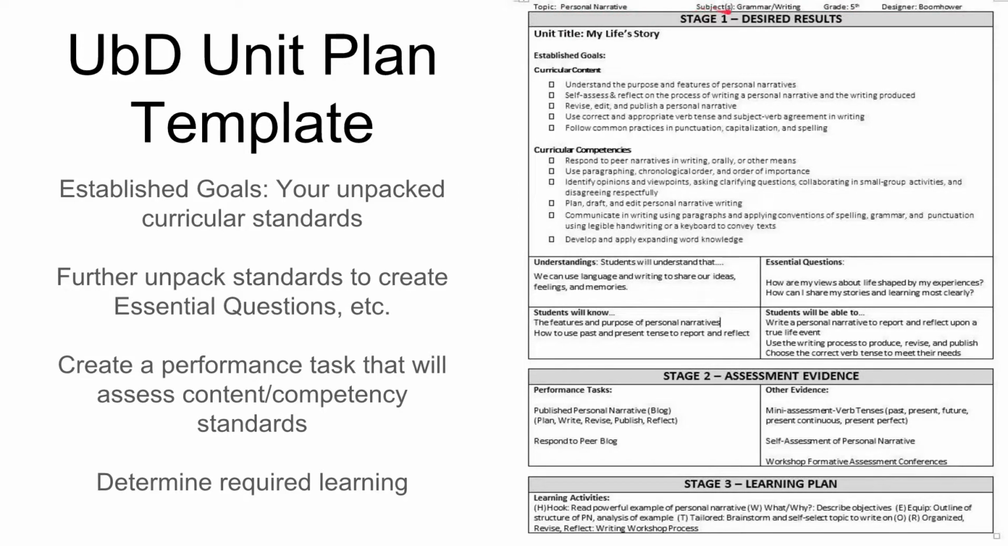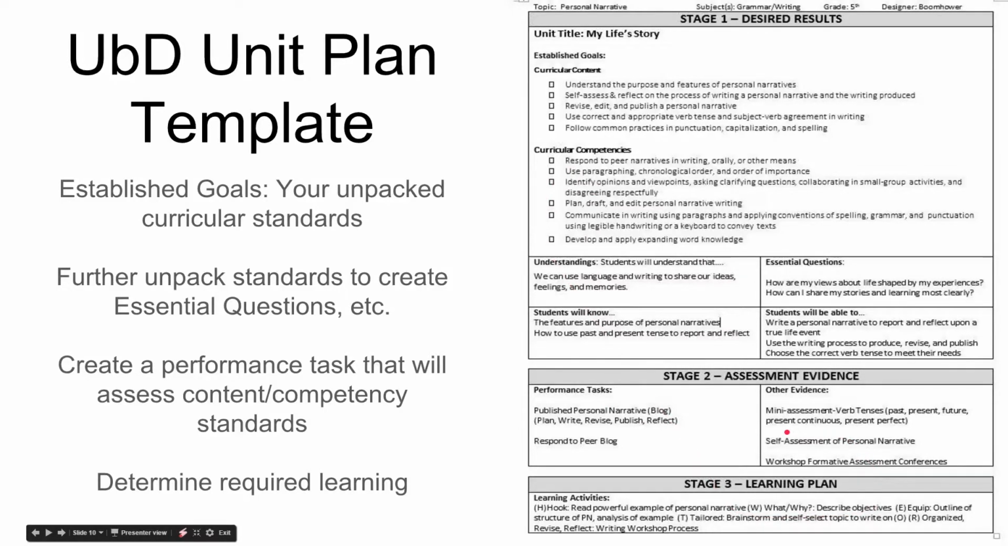I filled in some of the things at the top of the page. I made this unit title My Life Story, which is slightly cheesy, so subject to change. I then used these standards to fill in the various sections, the understandings, the essential questions, what the students will know, and what they'll be able to do. Then I created a performance task, which in writing is not that hard, because they're most likely going to create a piece of writing that would allow them to meet these standards.